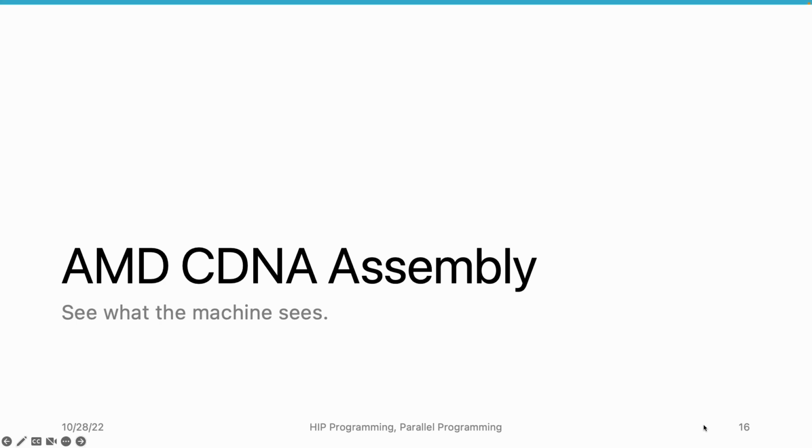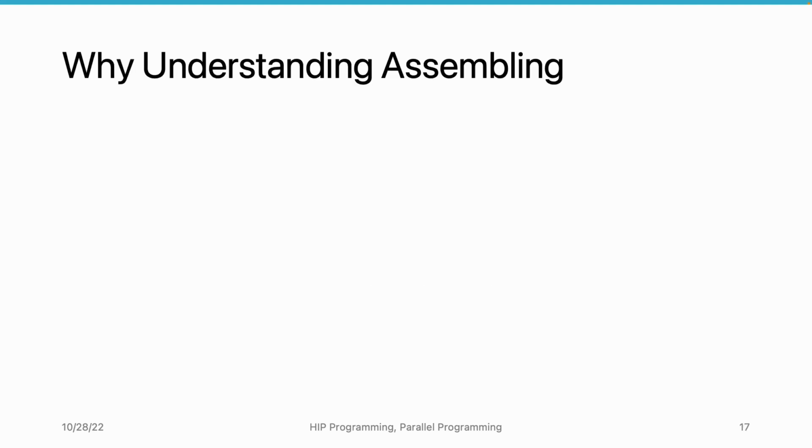So in this video, we're going to introduce the AMD CDNA assembly. We want to see what the machine sees. One thing before we start is that the assembly languages for AMD GPUs are very similar. We're just using CDNA as an example here. For GCN 3, GCN 4, GCN 5, CDNA, RDNA, they have very similar assembly structure, although they are not exactly compatible with each other.